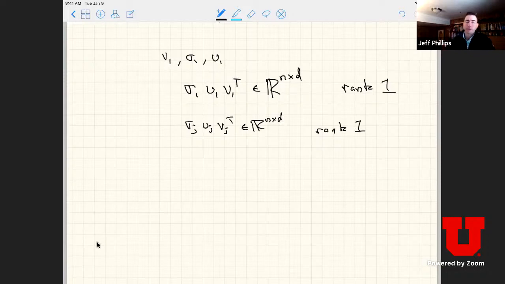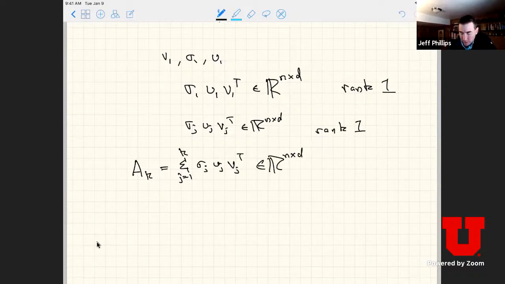Okay, so I'm going to define something. These are n by d matrices, so I can add them up. So A_k is going to be the sum from j equals 1 to k of sigma j uj vj transpose. And this is again going to be an n by d matrix. It turns out that each of those terms is linearly independent of the others, so this is going to be rank k, right? And so this gives me the best rank k approximation here.